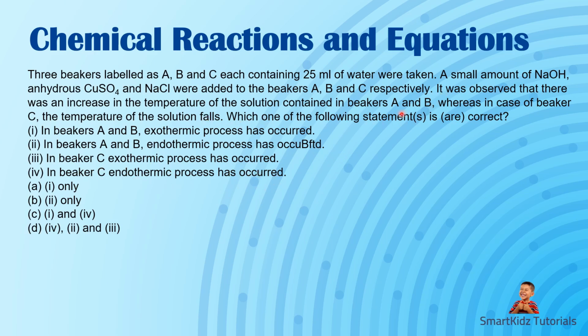So clearly over here it says there was an increase in temperature of the solution contained in beakers A and B, which means it was an exothermic process in both. So this one is correct for sure. In the third one it says the temperature falls, in which the temperature of the solution falls, which goes on to tell us that it is probably an endothermic process wherein heat is required. Here you go. So the first one and the fourth one.